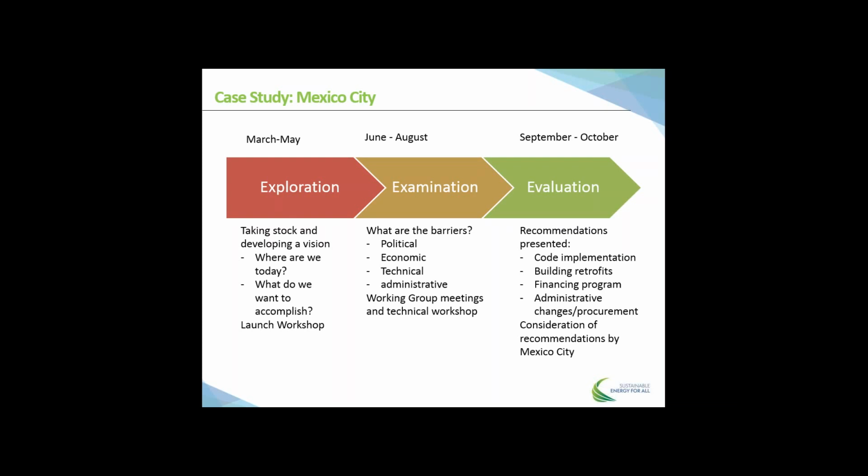Our process took first 6 months to explore where the city is today and what it hopes to accomplish, identifying then in the summertime the barriers, whether those are technical and administrative or economic barriers and budgeting, and working through technical work groups and workshops to help identify and make recommendations to the city. And those recommendations were in the form of looking at local building energy code implementation, retrofits, and financing programs, and administrative changes that the city could make in their procurement guidelines.